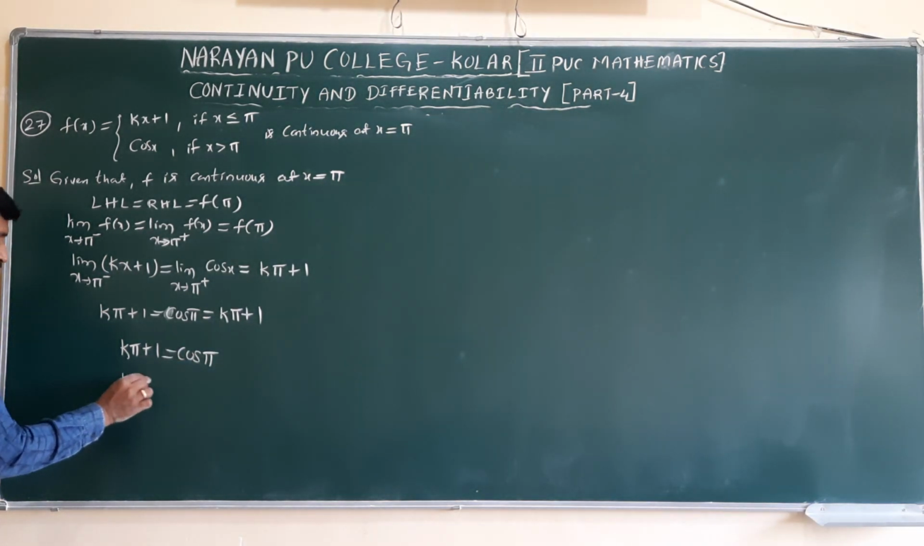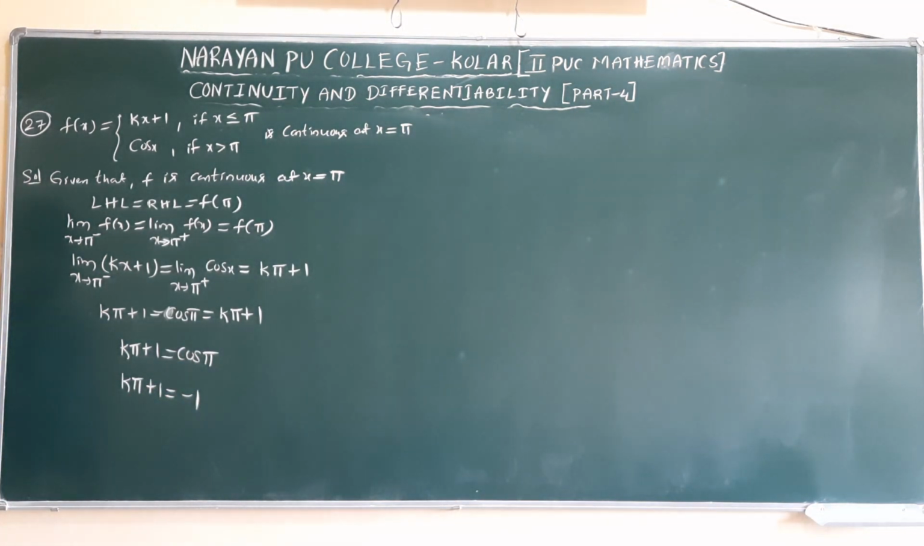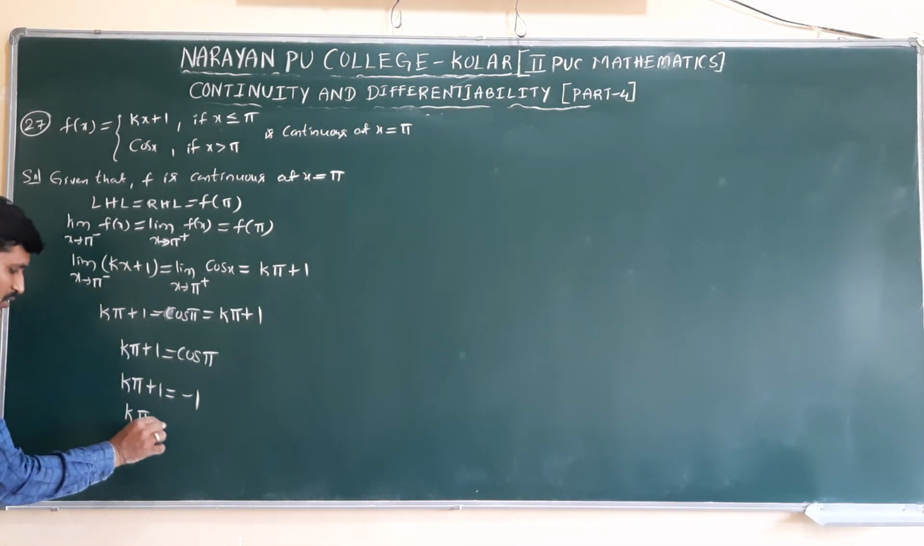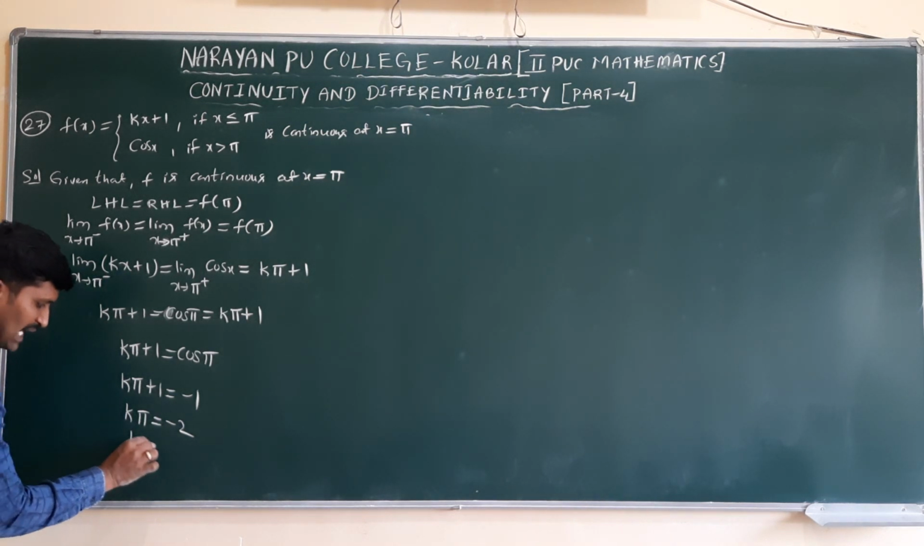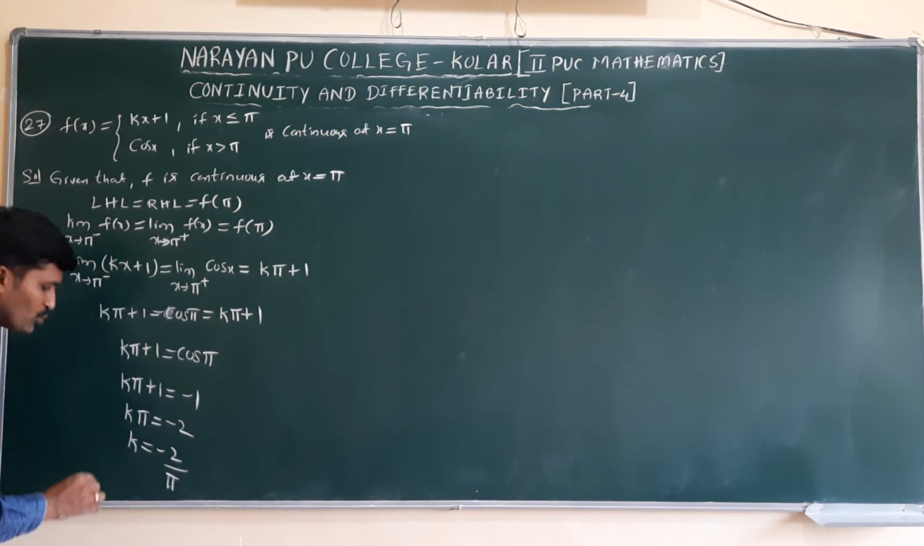Now k pi plus 1 equals the cos pi value, minus 1. k pi equals, sending this one to that side, minus 1 minus 1 is minus 2. The k value is minus 2 by pi.